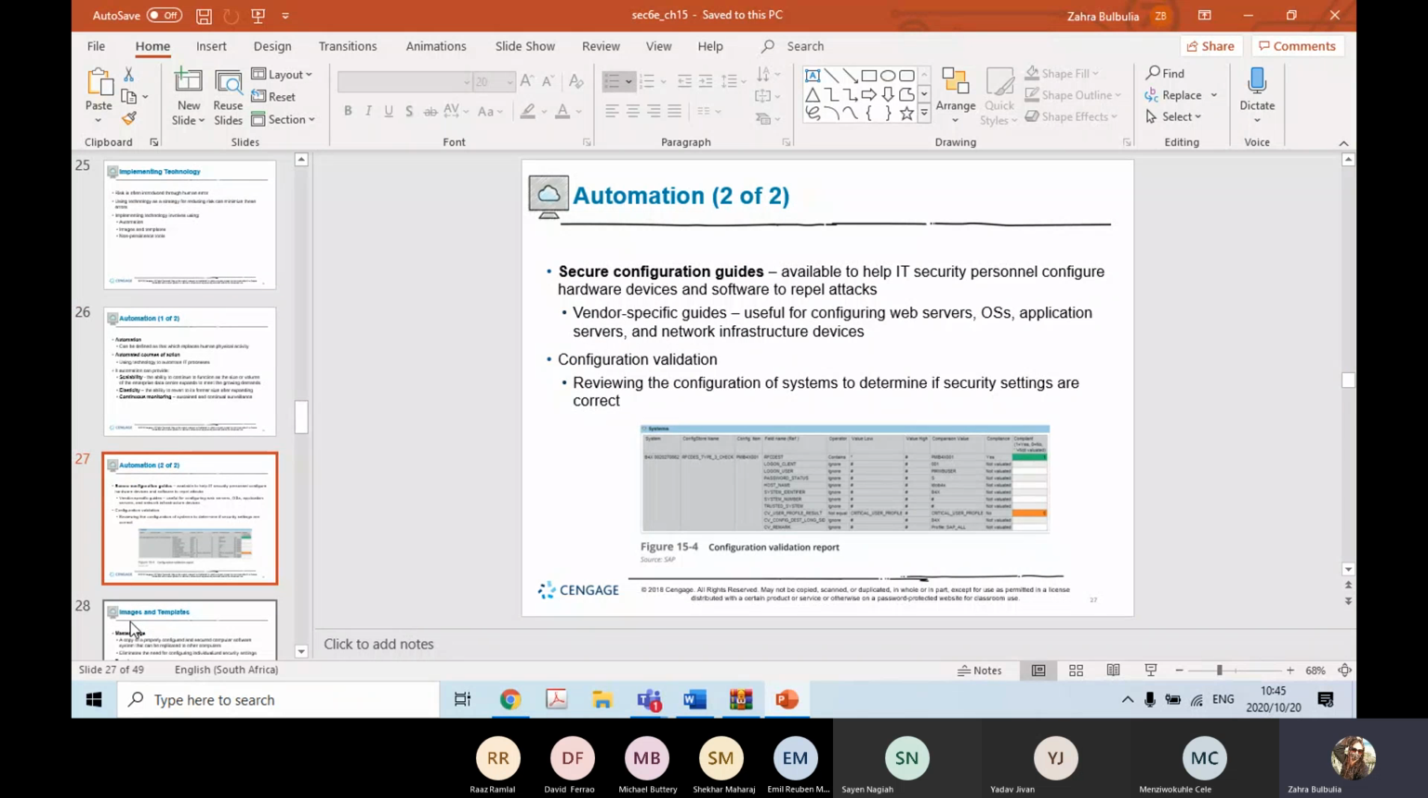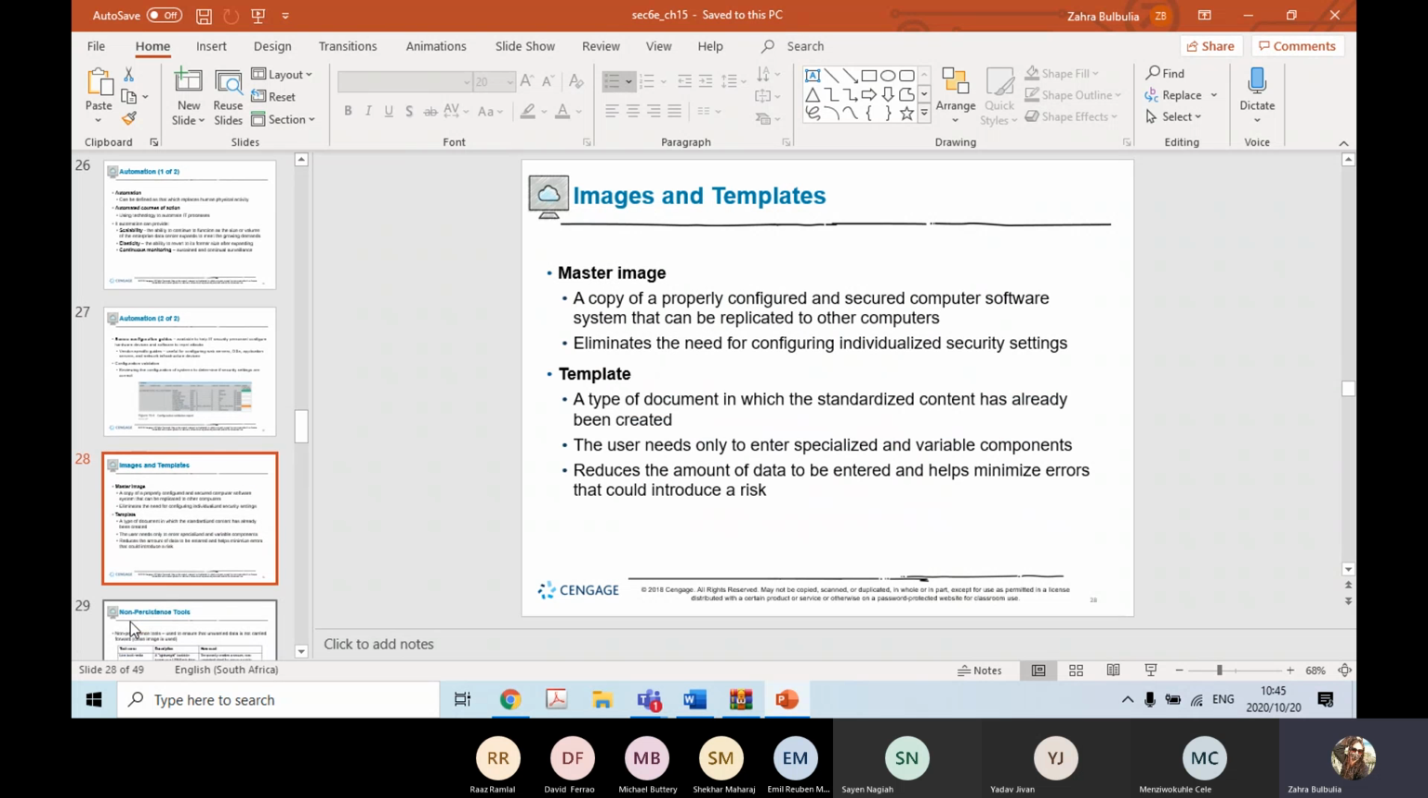Secure configuration guides help IT security personnel configure hardware devices and software to repel attacks. You've got vendor-specific guidelines if you have bought software from somewhere for configuring web servers, etc. And also review the configuration of systems to determine if security settings are correct. Master image: the copy of a properly configured and secured computer software system that can be replicated to other computers.